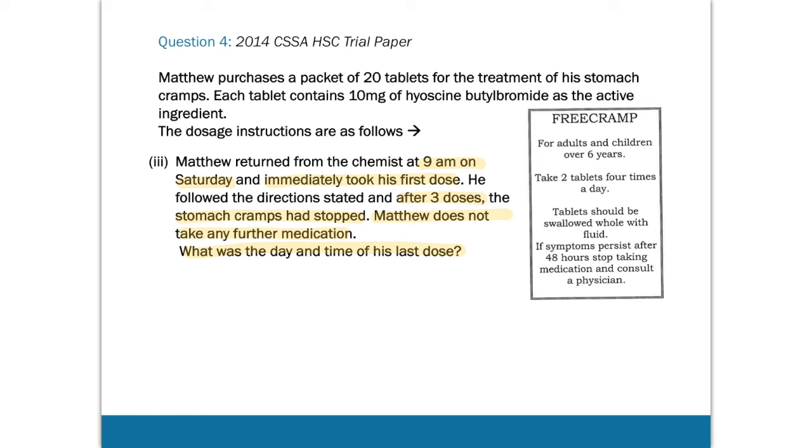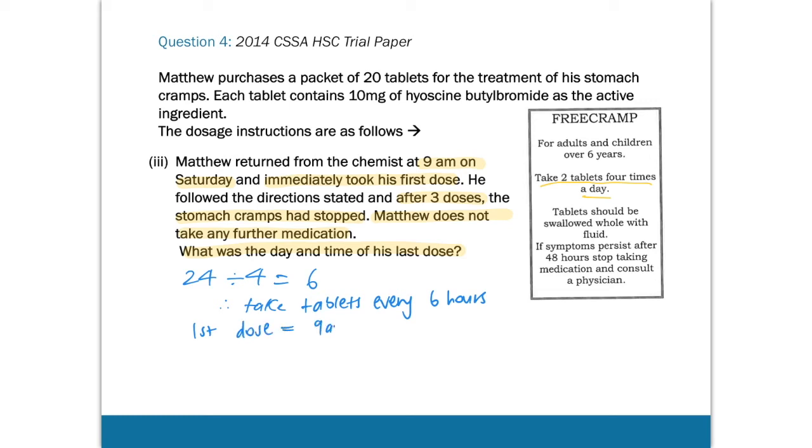So if we go back to the question, it says that the person takes 2 tablets 4 times a day. So that means that in 24 hours, we have to find out how many hours between each dose, right? To do that, we go 24 divided by 4, so 24 hours in a day, and they're taking the tablets 4 times a day. So 24 divided by 4 is 6. So that means they take the tablets every 6 hours, right?